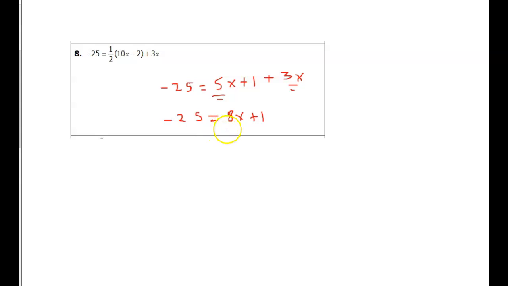We've combined like terms, and we end up with 8x plus 1. To solve for the rest of this, we're going to subtract 1 on both sides. Okay, so I end up with a negative 26 equals 8x. All right.